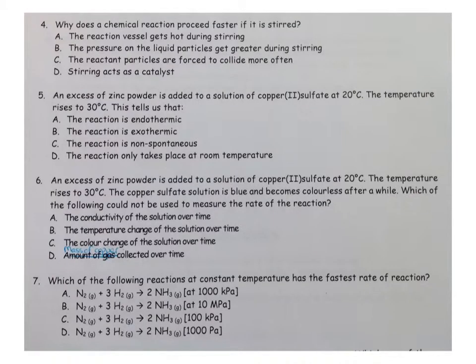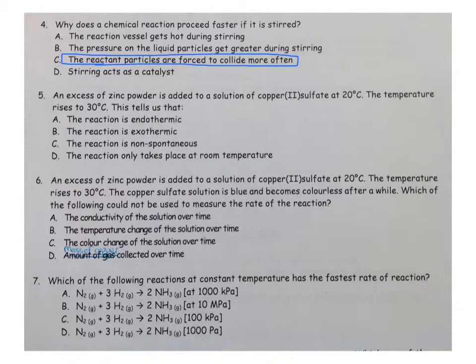Why does a chemical reaction proceed faster if it is stirred? I am forcing more particles to come into contact with each other. The reactant particles are forced to collide more often. Remember what makes chemical reactions go fast? More collisions, faster rate of reaction.